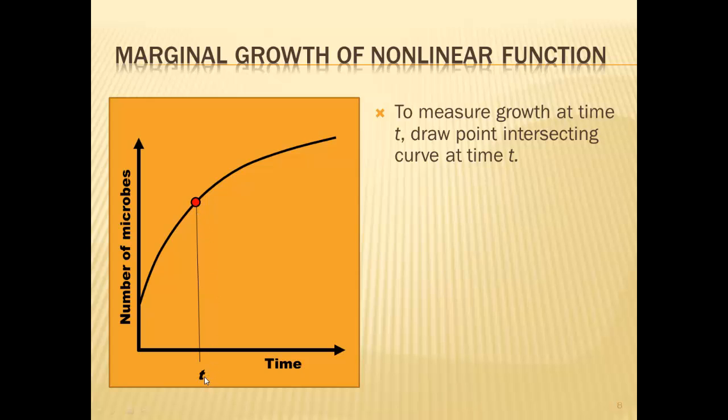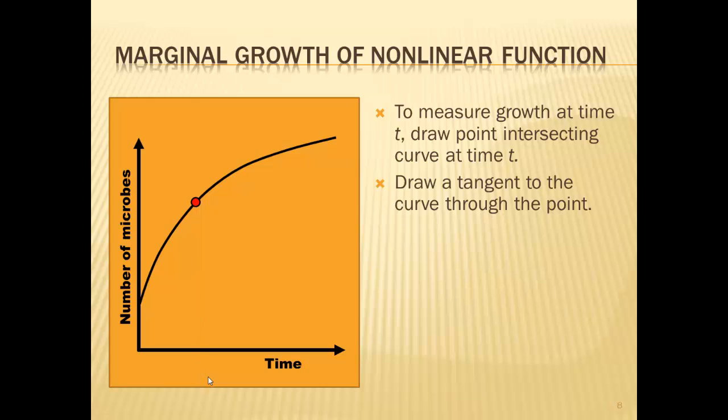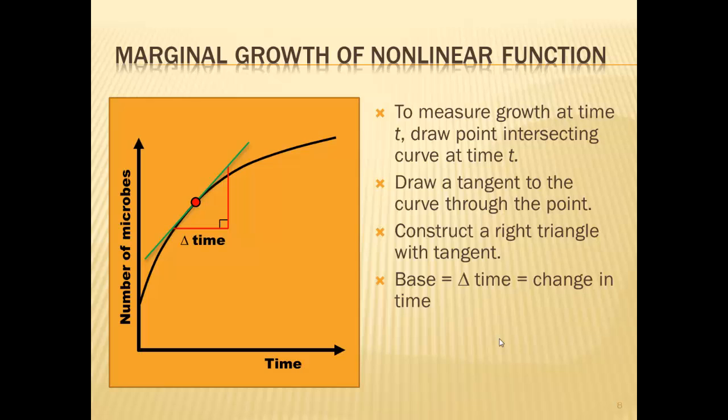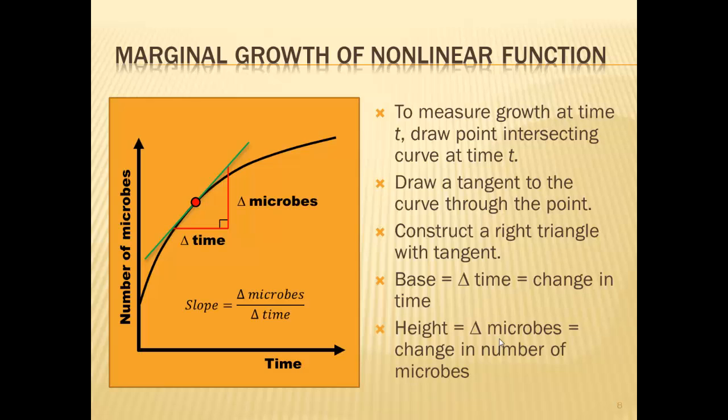So we're interested in finding the growth rate at this particular time t. To do that, we're going to draw a tangent through the point. Now, here the tangent is represented by a green line. Once we have the tangent, we can construct a right triangle, just as we did before. And once we construct the right triangle, we can calculate the slope. And the slope is going to equal the change in the number of microbes over the change in time. Now, this slope that we're calculating at an instant of time in mathematics is called a derivative. It comes to us from calculus. In economics, it's called a marginal growth rate.